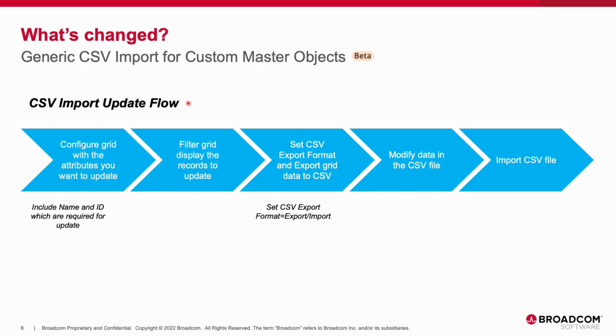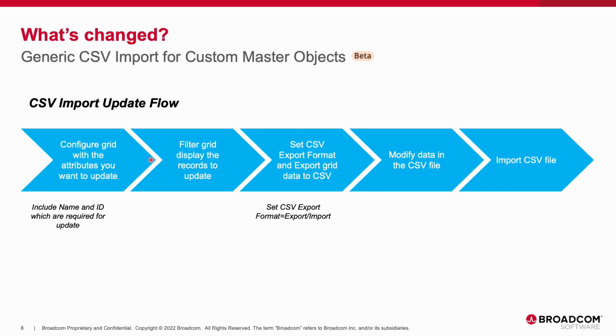So in this screen, we covered the CSV import update flow. The first item there is to configure the grid that you want to update. Just be sure to include the name and ID, which are required for the update. For this one, you need to note the existing ID that resides inside the system, because this is an update. If you create a new ID that doesn't exist in the system, this will be an insert.